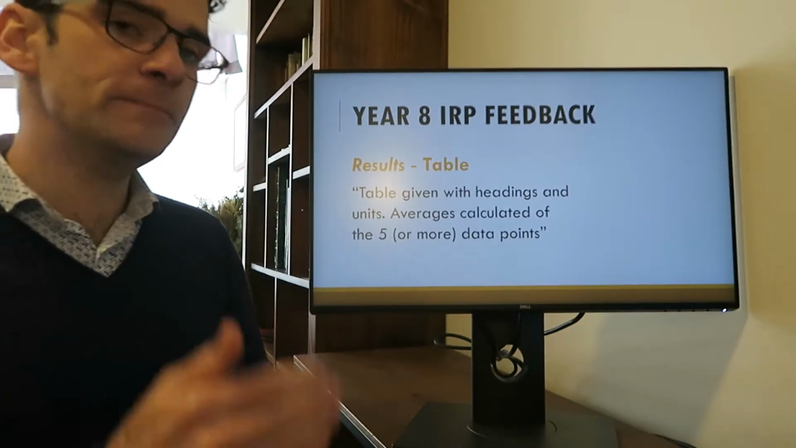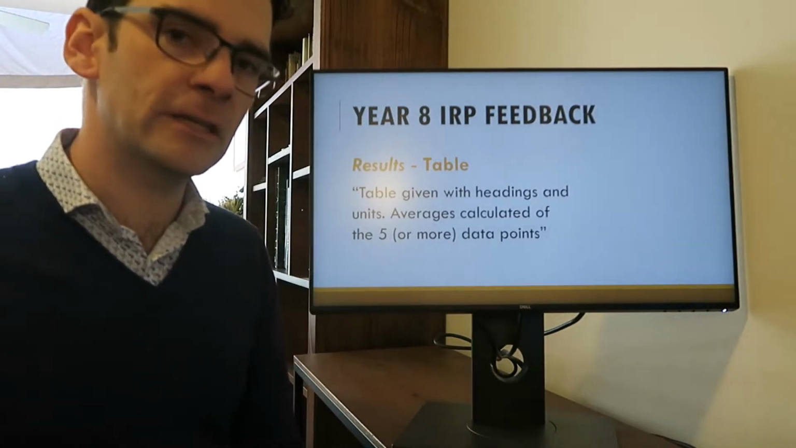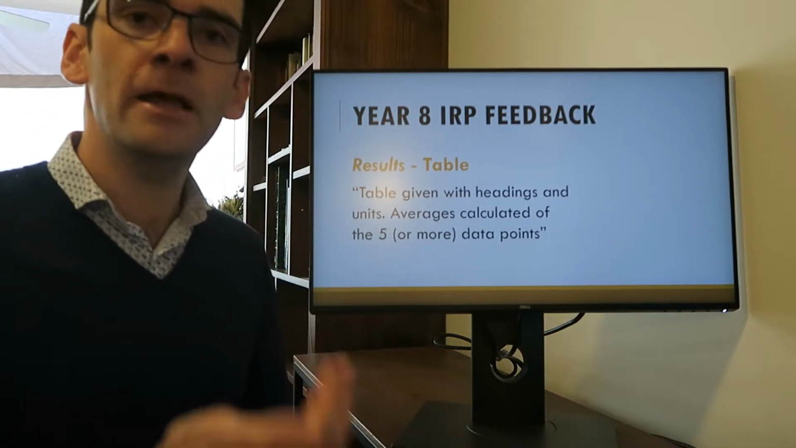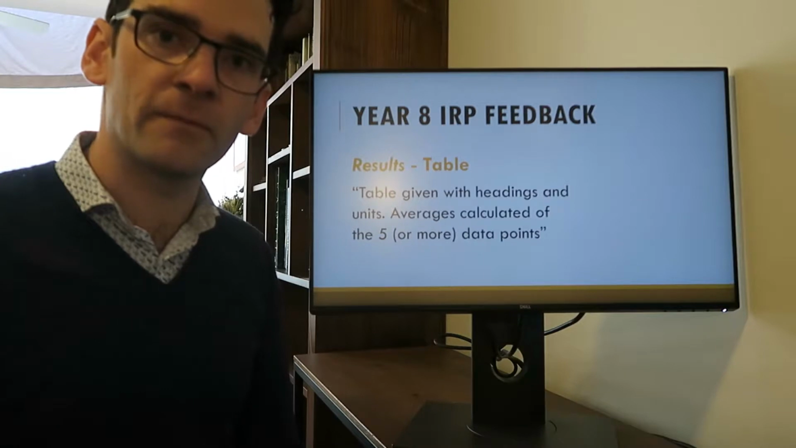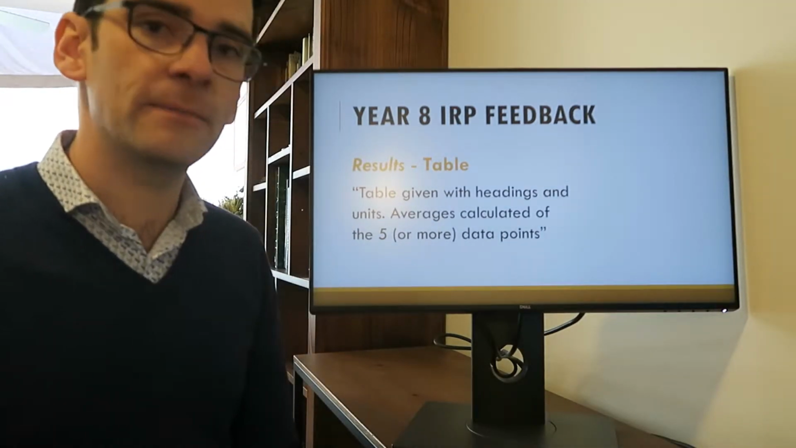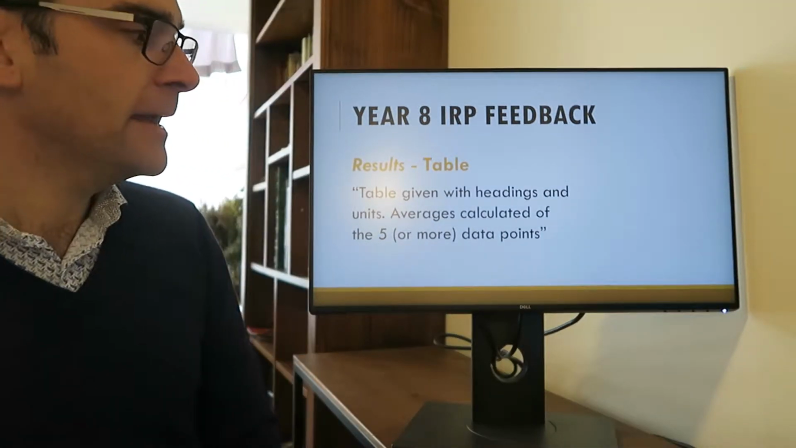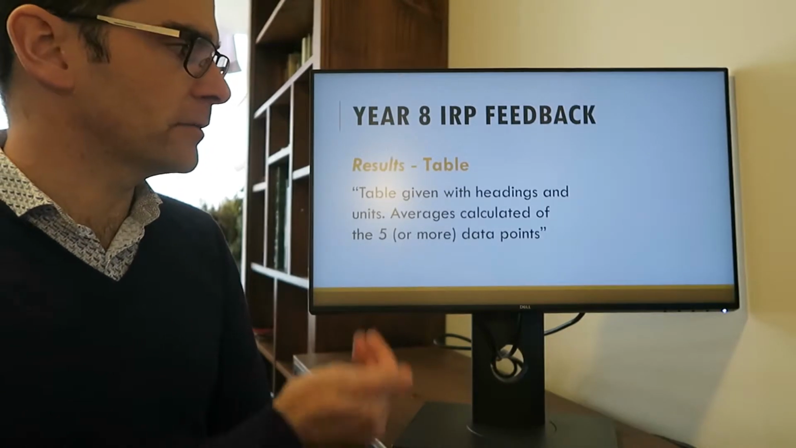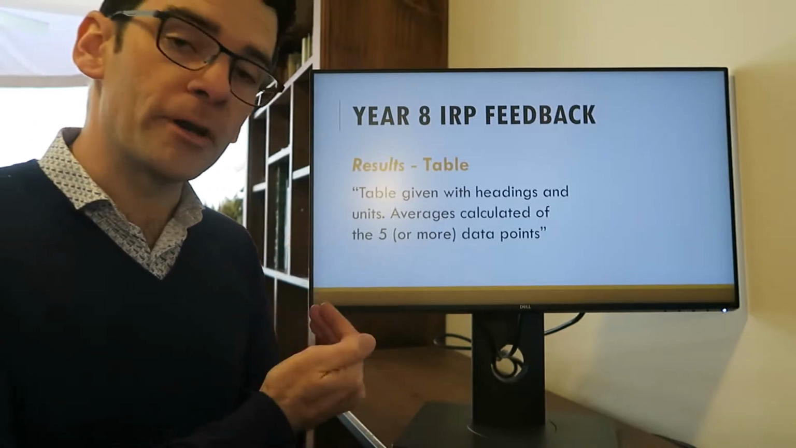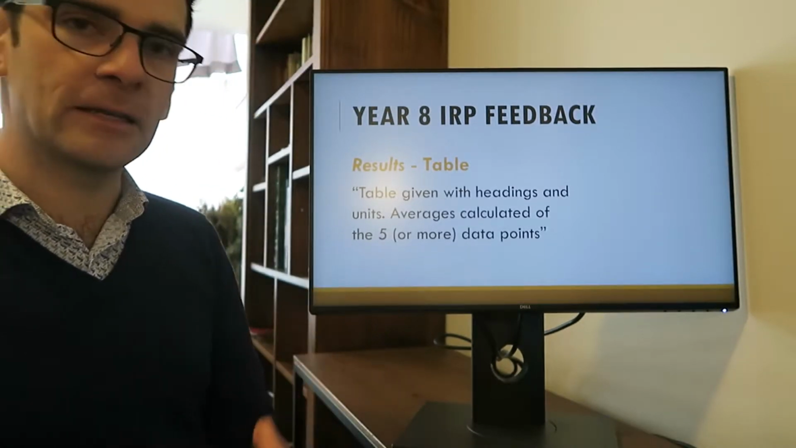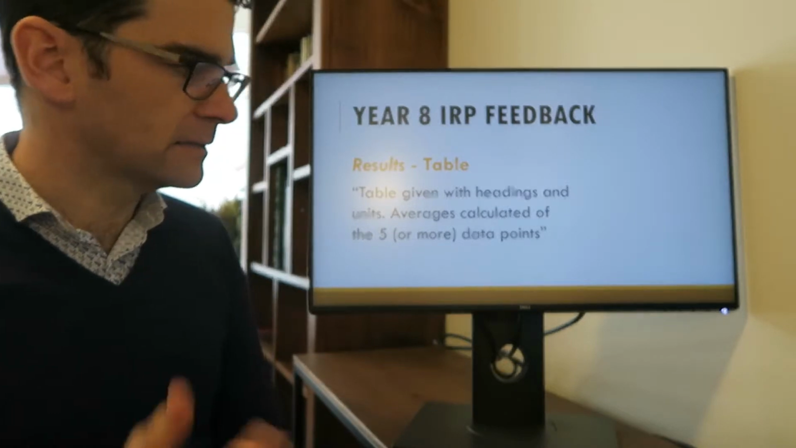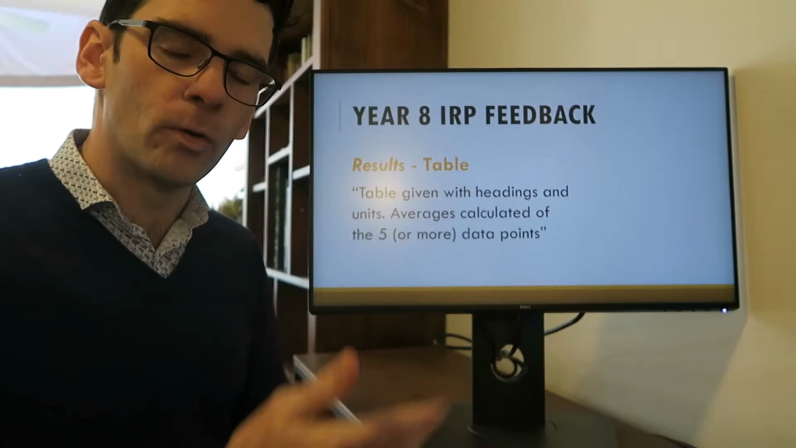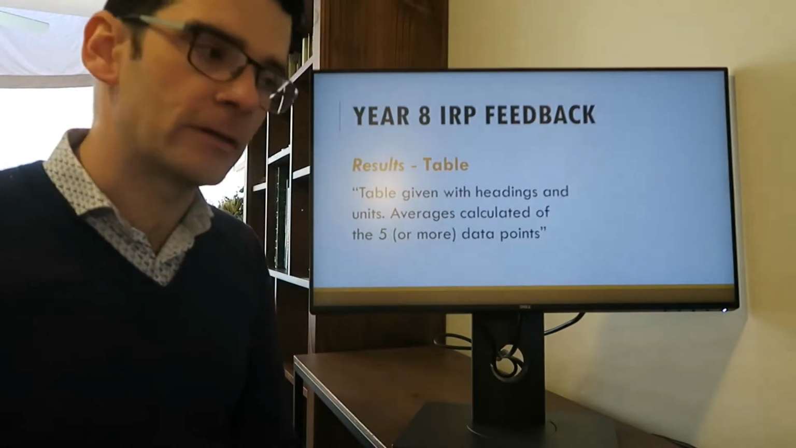All right, so we split the results into two different sections. So first we looked at whether or not you included a table and how good that table was and whether it kind of conveyed your results in a simplified manner. Okay, and in terms of what we were specifically looking for in our tables, we were looking for a table that had headings with the appropriate units. Okay, not everyone had the units like centimeters, time, seconds, that sort of thing. And that we had average calculated of the 5 or more data points that you collected.